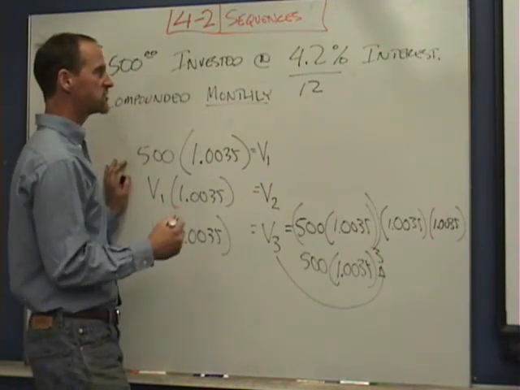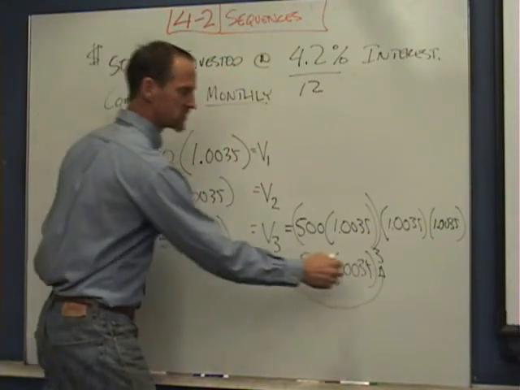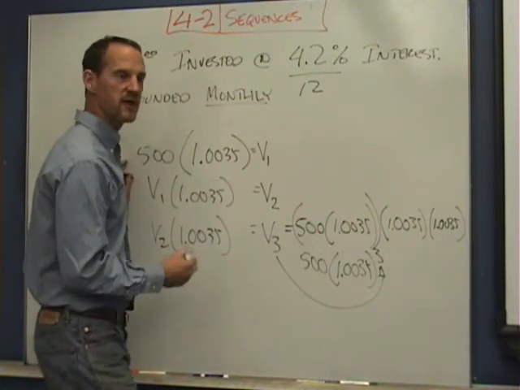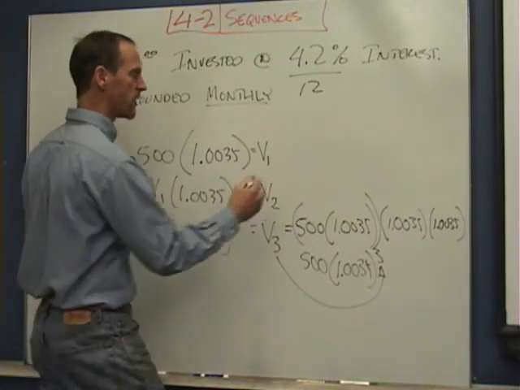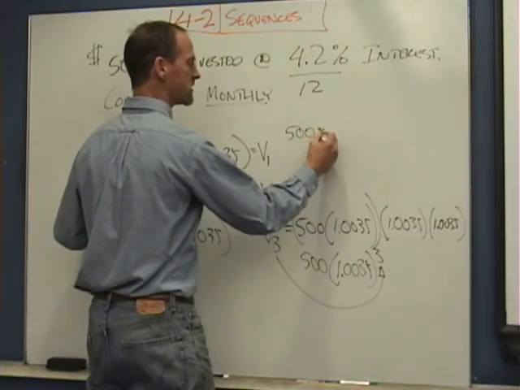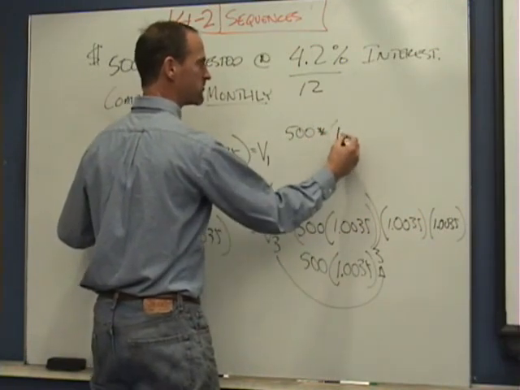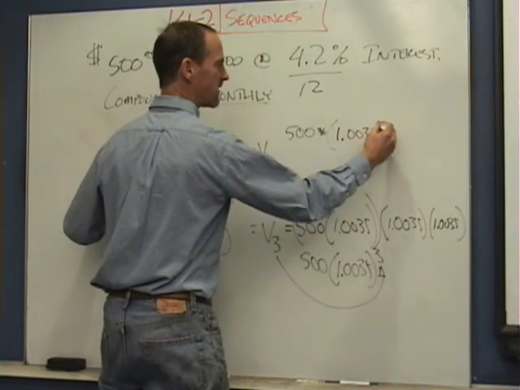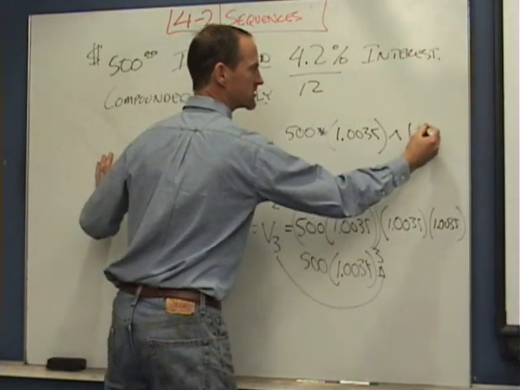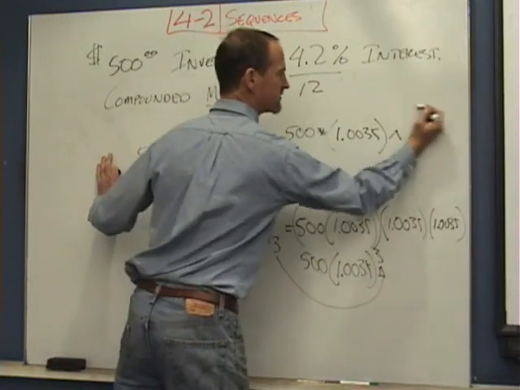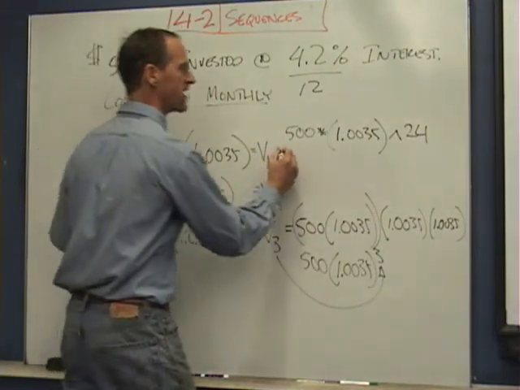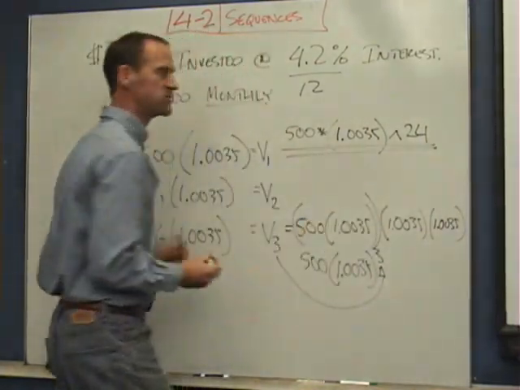So they're asking, how much do you have after 2 years? 2 years is 24 months. You'd plug in 24 and see what that is. You can do it on a calculator quite easily. You type in 500 and then times, and then in parentheses 1.0035, and you just do caret to the 24, because that's 24 months. And that will give you the amount after 2 years.